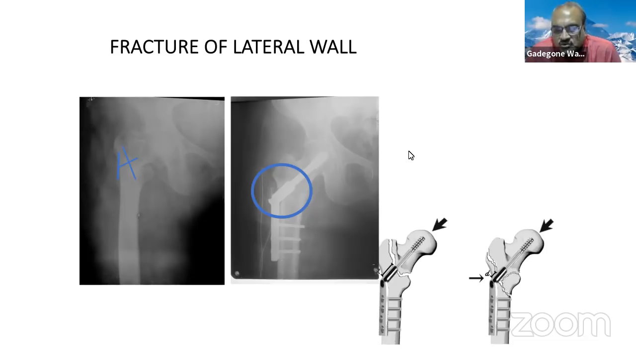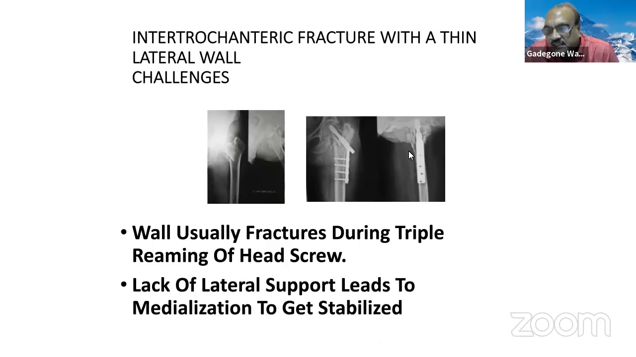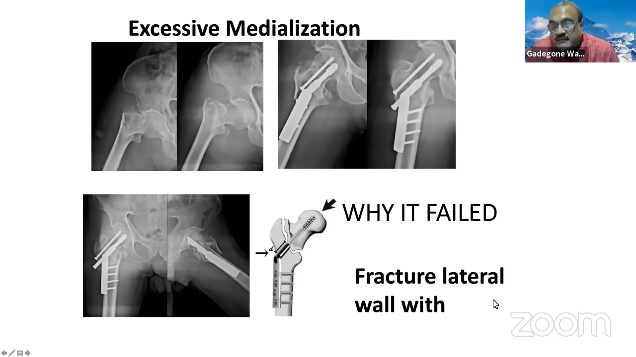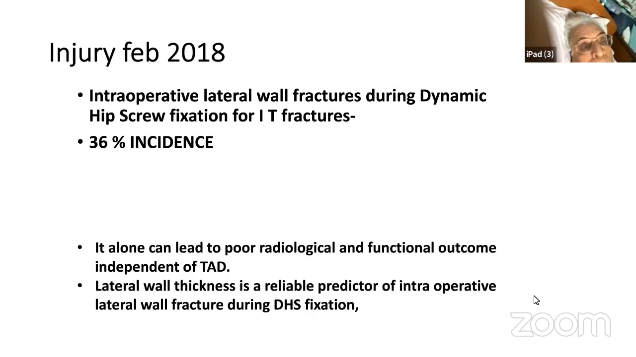Yes. So the lateral wall is the most important predictor of success of intertrochanteric fracture, and it usually breaks during the triple reaming for the head screw. Loss of lateral support leads to medialization. You can see here the fracture heals, and there are plenty of examples in your practice as well as in the literature, and this is the main cause of failure of the DHS when the lateral wall is thin and precarious. So this was the message Dr. Sunil wants to give, and this is all supported by the literature.